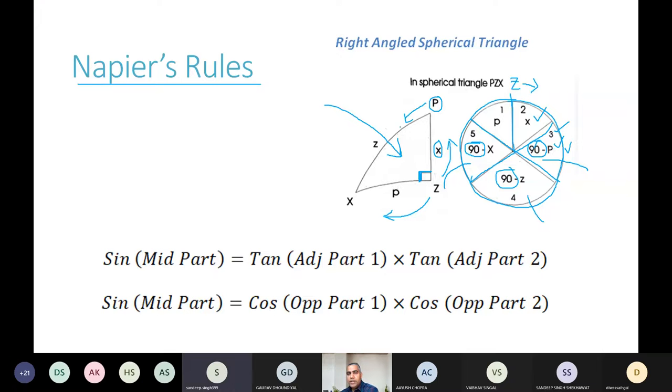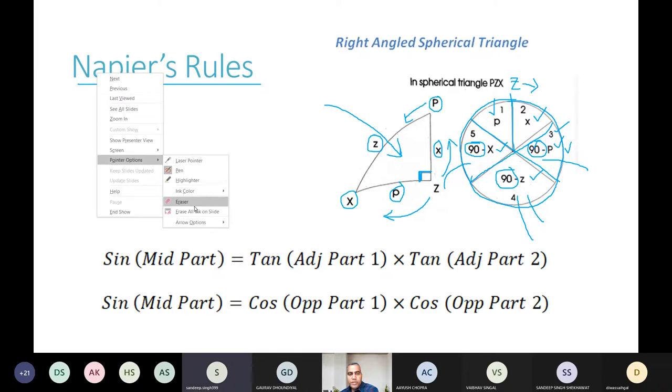Going further, the next part of the triangle which comes in is small z or side z. So in part number four, it is 90 minus small z. And the next part is capital X or angle X. So in number five, it is 90 minus capital X. And the next part is side P. So you see we have side P here. And once the triangle is completed, all parts of the circular diagram are also filled up. So this is how we fill up the parts.